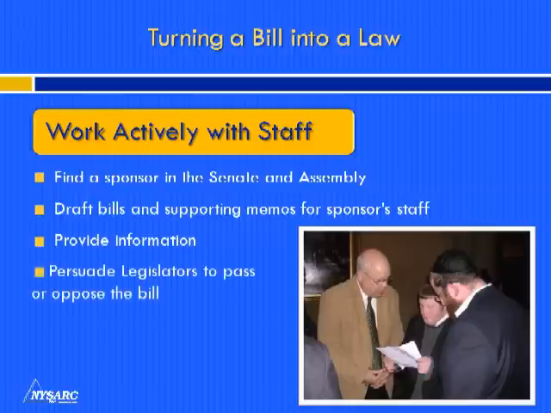Finally, and most importantly, advocates of the bill, in this case NYSARC, work toward persuading legislators to pass or oppose legislation. This takes considerable skill by many people and, frankly, very often, a lot of luck.